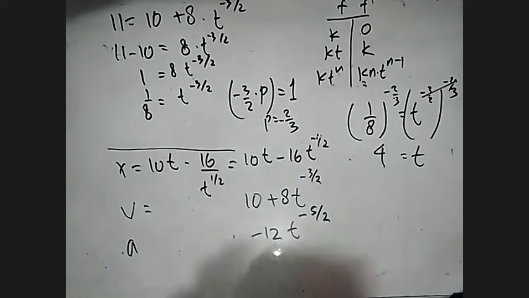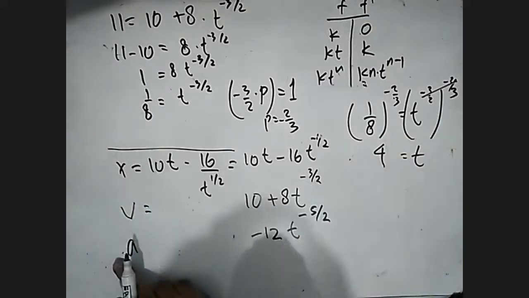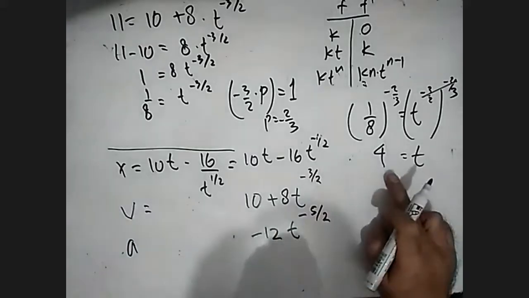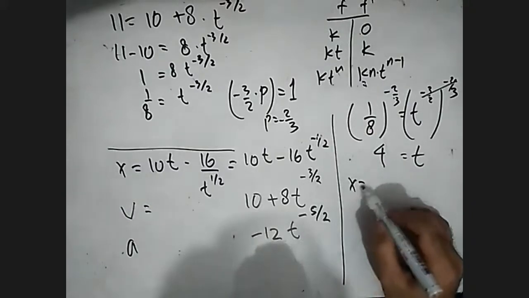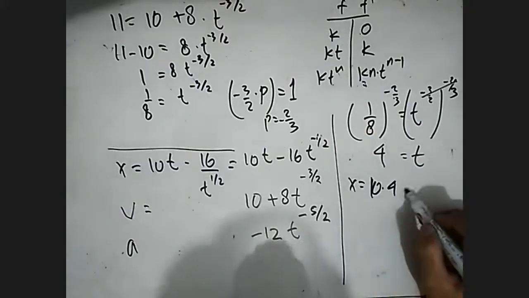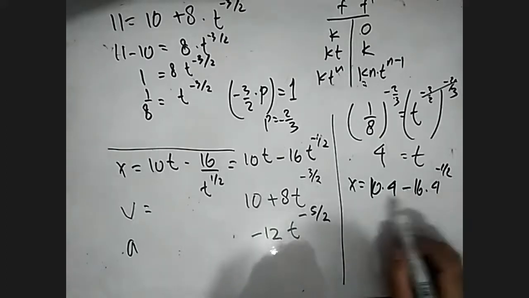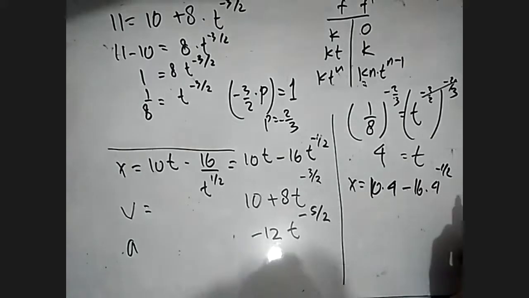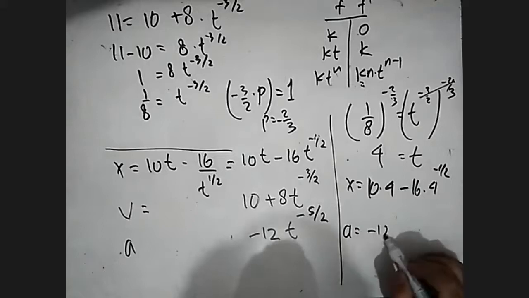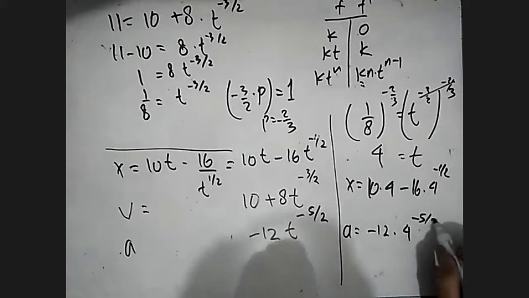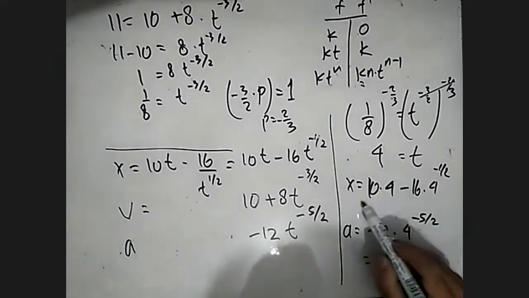Now, once we know T is 4, we can use that to find x and a. Just put the value of 4 into the equations here. So x is going to be 10 times 4 minus 16 times 4 to the power of minus 1 over 2. Caroline, can you check this in your calculator? And a is going to be minus 12 times 4 to the power of minus 5 over 2. Fiona, can you please check the a here and x there?